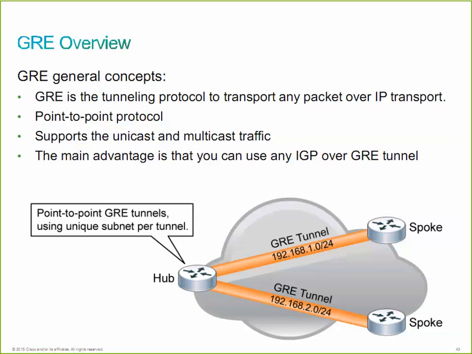The biggest claim to fame for GRE, though, is that it supports multicast. And because it supports multicast, we can use routing protocols over GRE tunnels. Two endpoints of a GRE tunnel would act basically like they're directly connected to each other. So we can implement routing pretty much the same way that we would if we had a physical wire going between two devices. We can use any IGP routing protocol that we want.